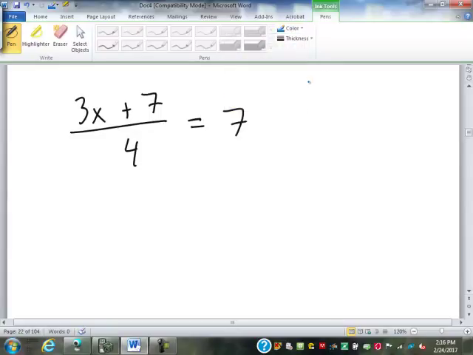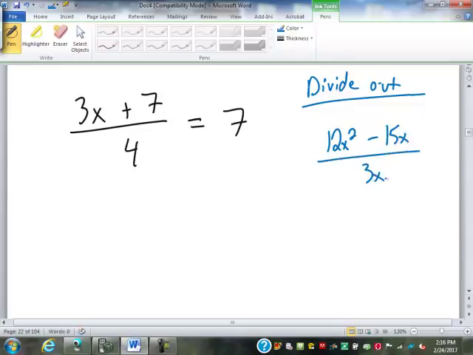One of those options is to divide it out. What do I mean by that? Well, I can treat this here like distributing. I can distribute multiplication, but I can also distribute division. If you remember when we did polynomials, like we had 12x squared minus 15x divided by 3x, I could divide each piece.